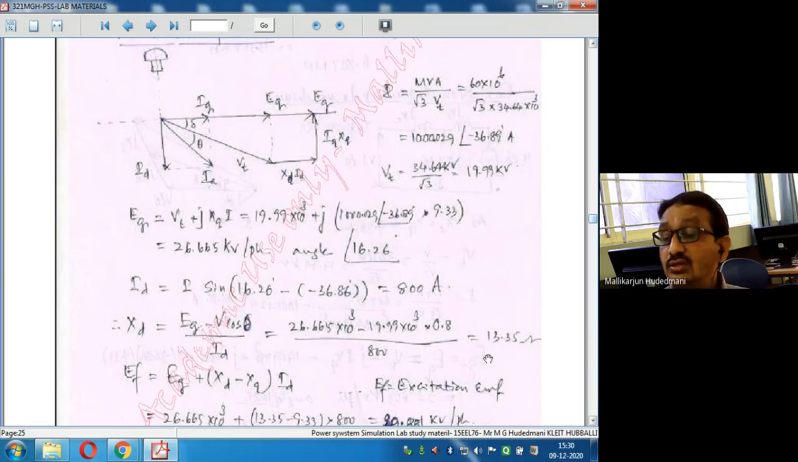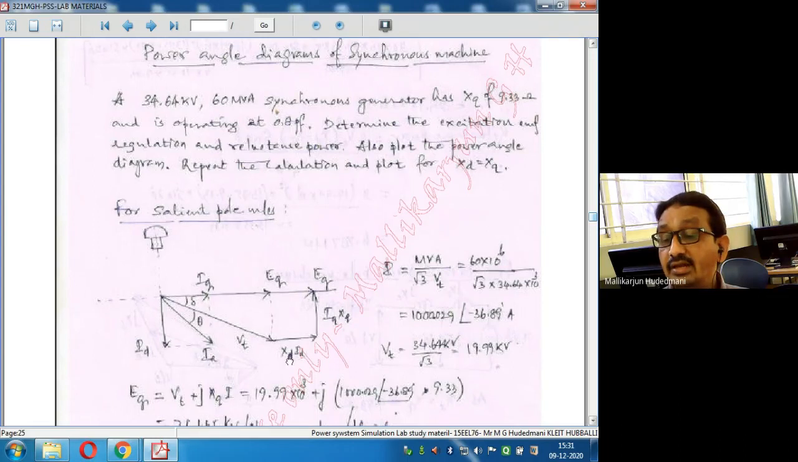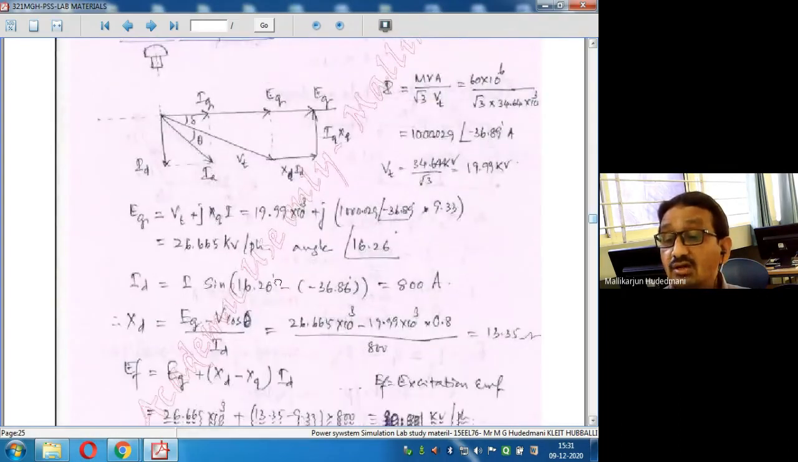Now XD is known to me, 13.35, and XQ is known in the problem, 9.33. Both reactances are known, ID is known, I is known, and IQ is also known, because when I know the main current, I know the angles. I can convert IA to IQ and IA to ID. So this is the theoretical step I should do: ID I have to calculate, and from ID, using this equation, EG minus V cos theta divided by ID gives XD.